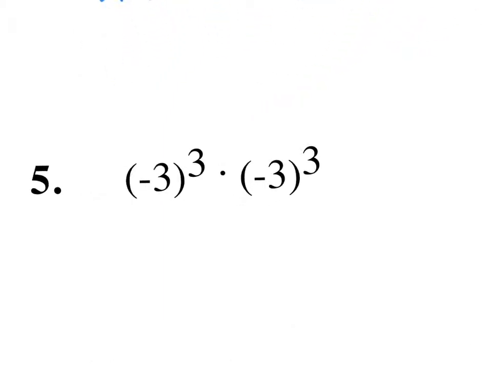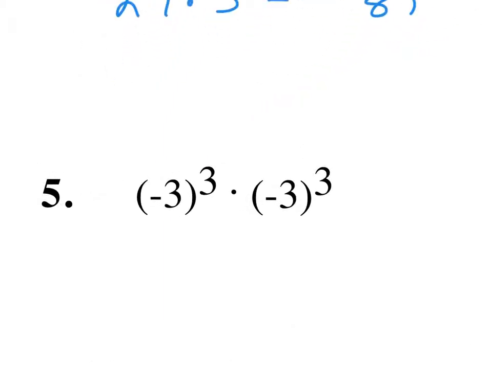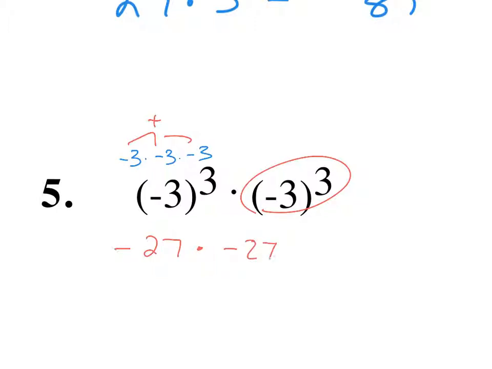Number 5. Negative 3 to the power of 3. This is telling you negative 3 times itself 3 times. 3 times 3 times 3 is 27, and because it's a negative times a negative times a negative, this gives you a positive times another negative. This is negative 27 times, this one is also negative 27.